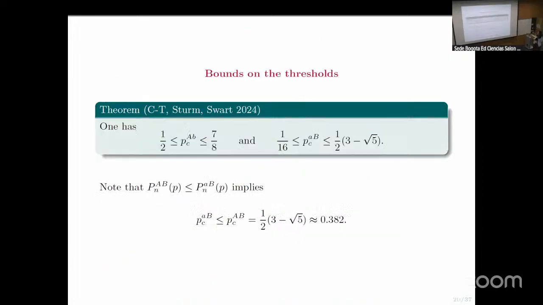Okay, so we also show these non-trivial bounds for these values. This value is between these two bounds here, and this one is between these two. One of these is not difficult to see because we already have this comparison with the winning probabilities. So you can use that result, and that result implies that this critical value of this game is less than this critical value, and then you get this bound.